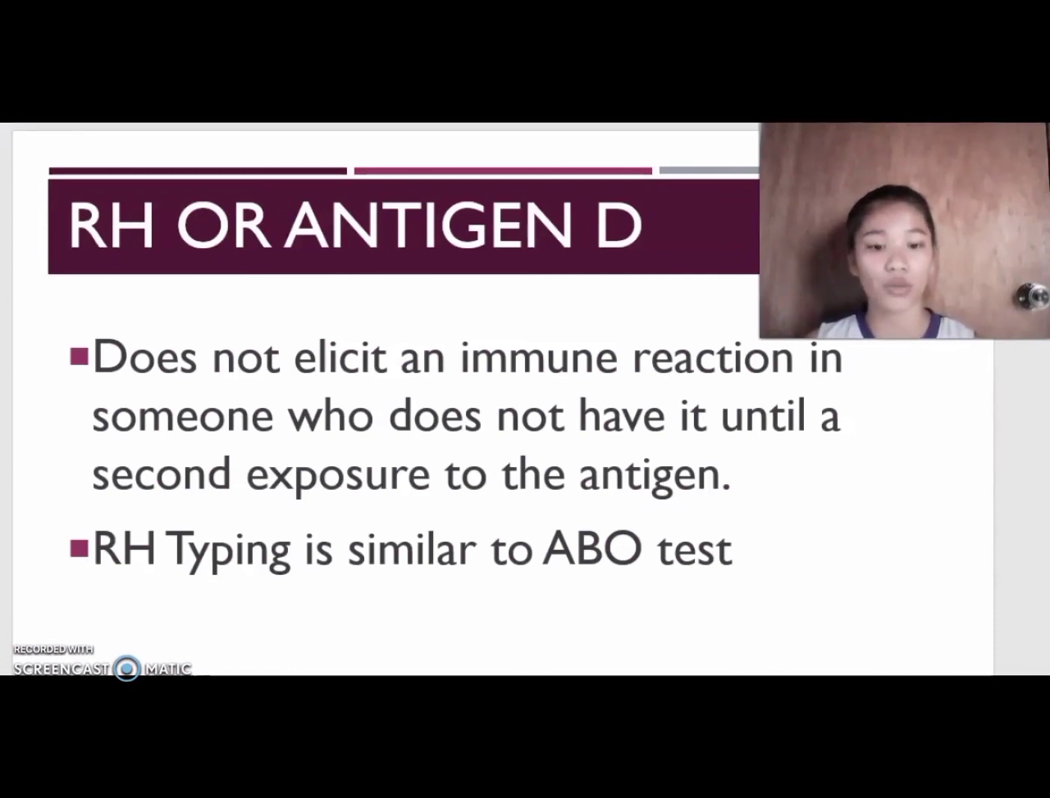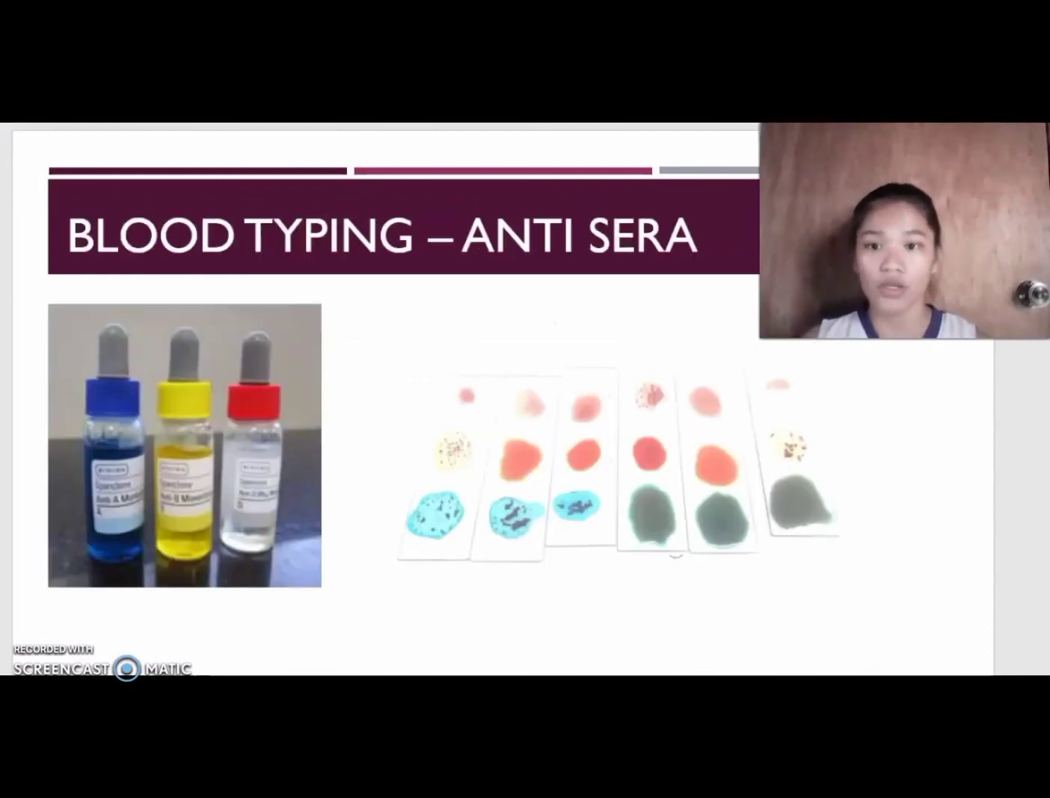Rh typing is similar to the ABO test, whereas a person with the antigen is Rh positive and a person without the antigen is Rh negative. So this is an example of blood typing. Anti-sera: anti-A, anti-B, and anti-D. The blue one is for anti-A, the next for anti-B, and the last one is for anti-D. So the first one is, I believe, AB positive. The next one is A positive, and then O positive, and then B positive.